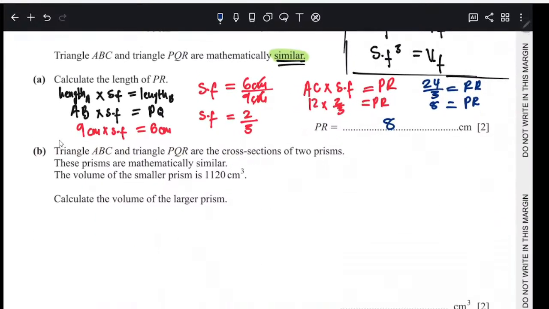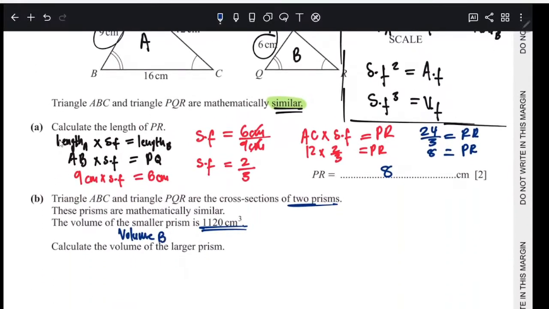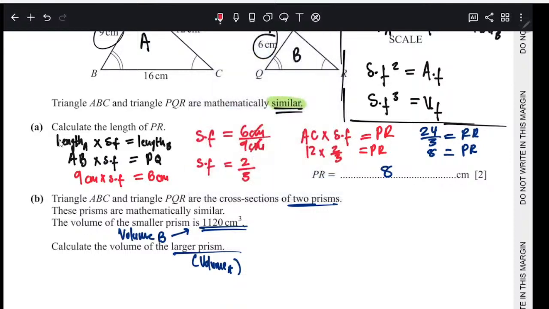Then we come here. Triangle, blah, blah, blah, are cross sections of 2 prisms. These prisms are similar. The volume, what? So you've been given volume of 1. Volume of the smaller prism, which is the volume of A. Because is A the smaller one? Which one is the? No, it's B. So you've been given the volume of B. It's this. Now find the volume of the larger prism, which just means find volume of A. Is this about volume? No, it's not about volume. So what is it about? It's about you finding the volume factor.